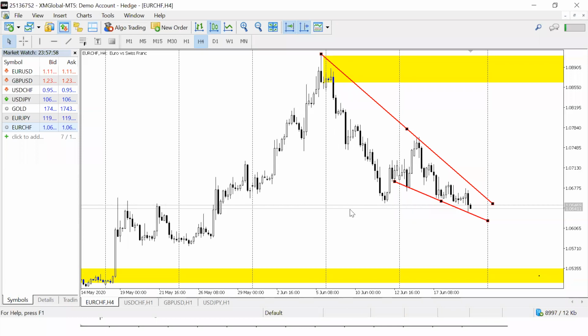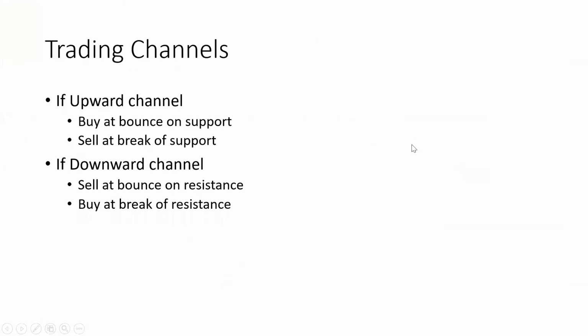Okay. So yan po yung ating Euro CHF. All right. So yun naman po yung ating channels. So again, if it's channeling upwards, you look for opportunities to buy at support. And kung nabasag yung support, that's the time you can sell. If the market is going downwards, then you sell at the bounce of the resistance, and then you can also buy at the break of the resistance.